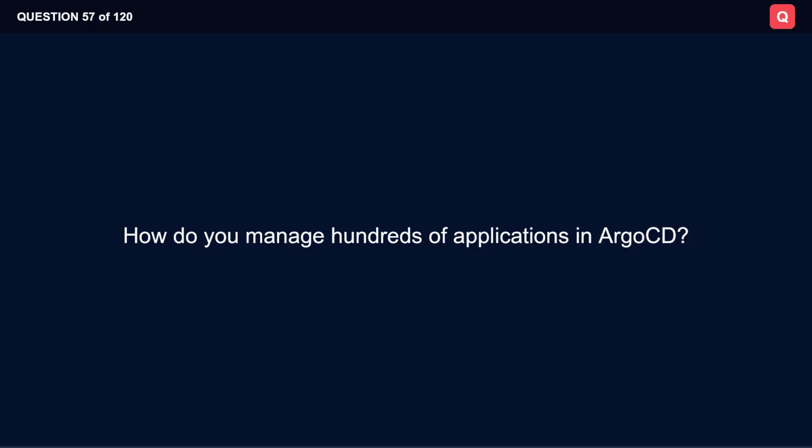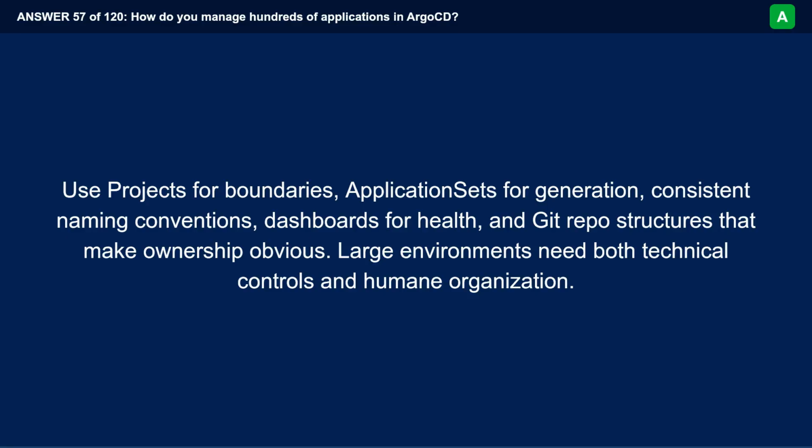How do you manage hundreds of applications in ArgoCD? Use projects for boundaries, application sets for generation, consistent naming conventions, dashboards for health, and Git repo structures that make ownership obvious. Large environments need both technical controls and humane organization.